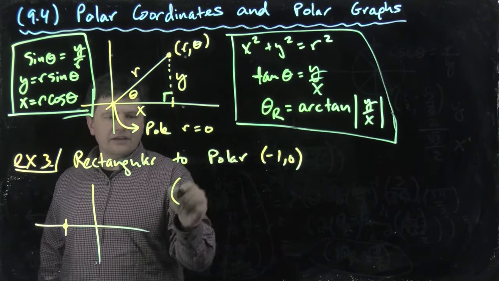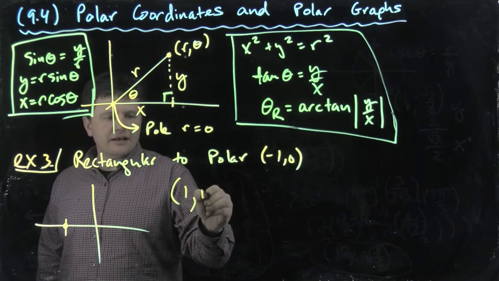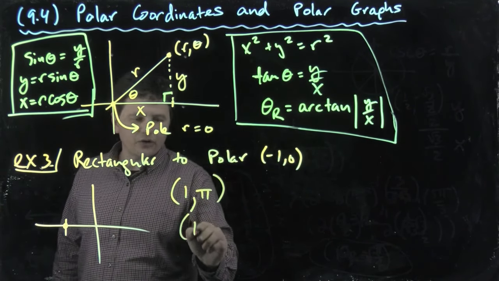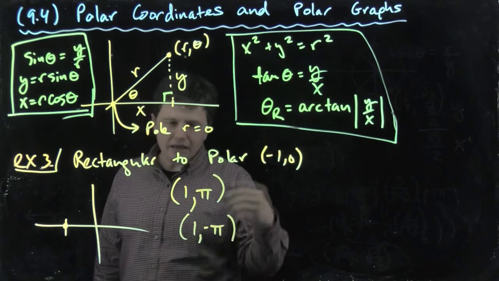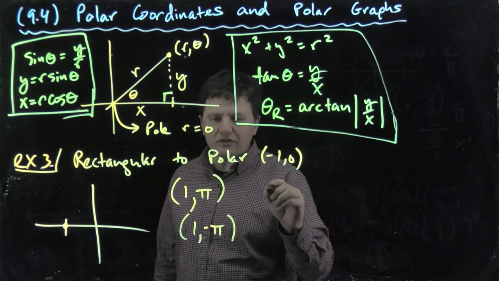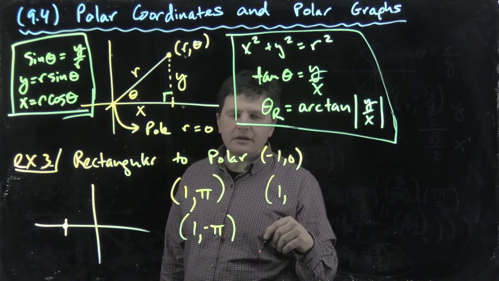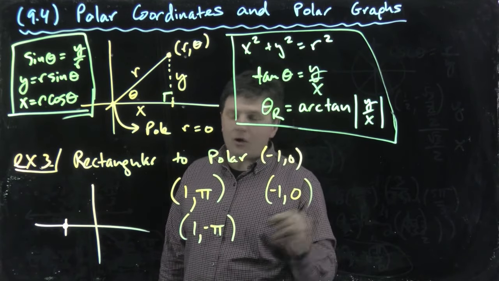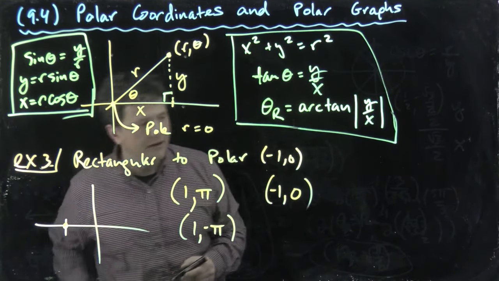So my radius is obviously 1. What's my theta? I can go with pi. That works. I can also go 1, negative pi. And like I said, there's an infinite number of ways to do this. I could do negative 1 and 0. Any of those is going to give me that point right there.